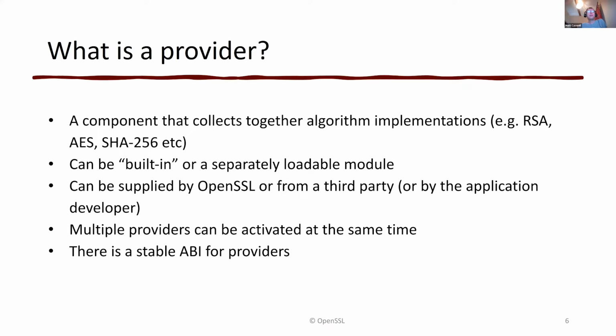Providers can be supplied either by OpenSSL, as mentioned, we've actually got 5 which come with OpenSSL, or you can get them from third parties as well. You can have multiple providers all running at the same time, and there is a stable ABI between providers, which is quite important. I will talk a bit more about that in later slides.